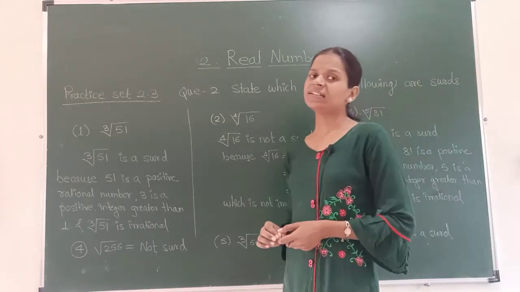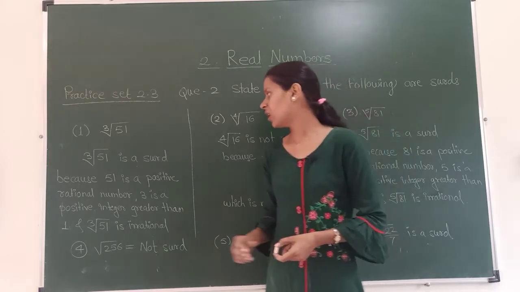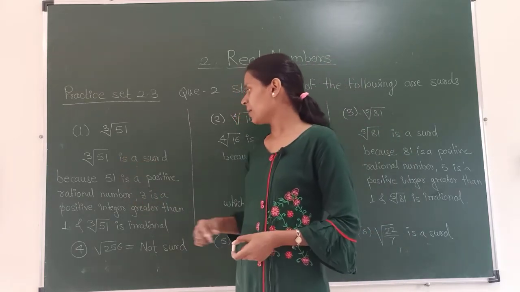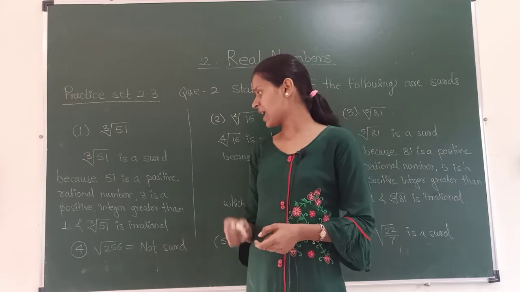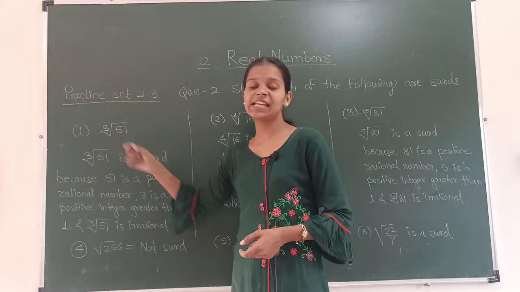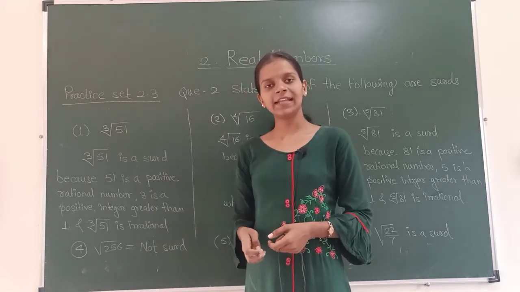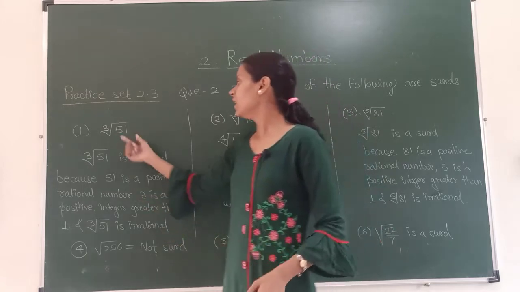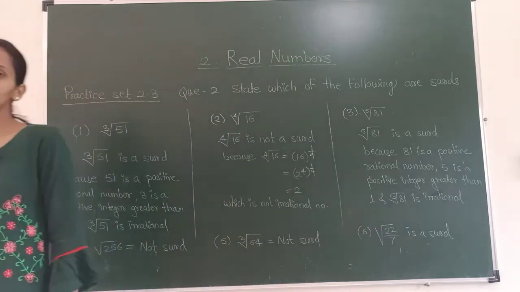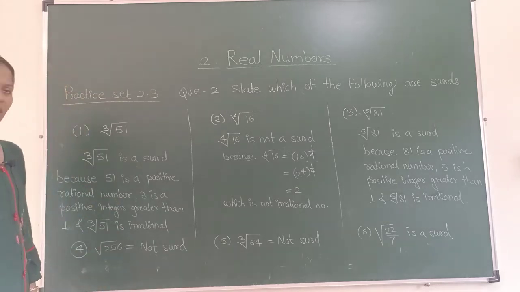When we call numbers surds, we call it a surd if it is a positive rational number and the whole number is an irrational number. Then only we can call it a surd. Here they have given us a total of 6 numbers and asked whether each is a surd or not.